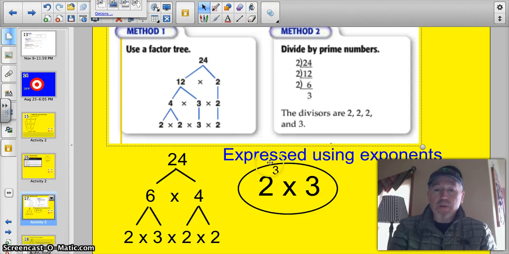This is how you express it using exponents. If you take a look at it, you've got 3 2's in each answer: 2 times 2 times 2. There's 3 2's, so you got 2 cubed times 3.